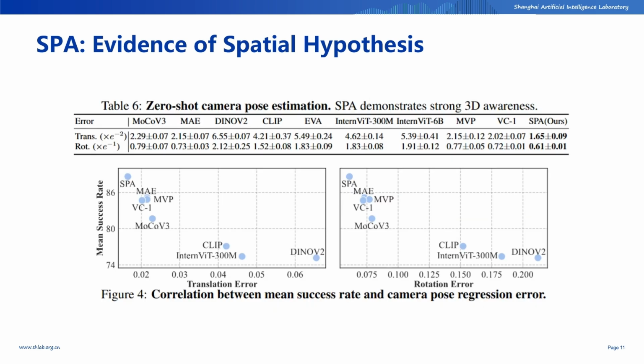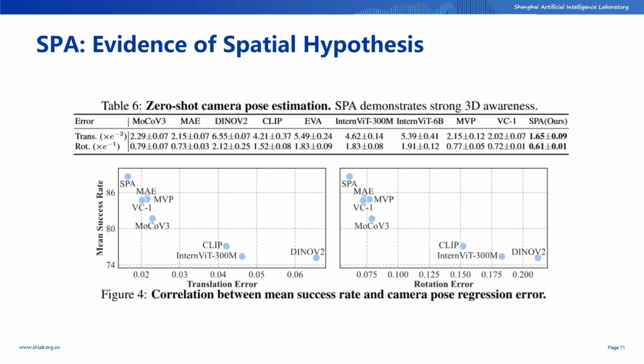For quantitative analysis, we evaluate the zero-shot 3D awareness of various methods using a camera pose estimation task. Specifically, given a pair of images from different viewpoints, we use a frozen encoder to extract features and concatenate them. A small MLP then regresses the relative camera pose, and we report rotation and translation errors. We observe that SPA outperforms all other methods in zero-shot camera pose estimation. It achieved an 18.3% improvement in translation and a 15.3% reduction in rotation error compared to the second-best model.